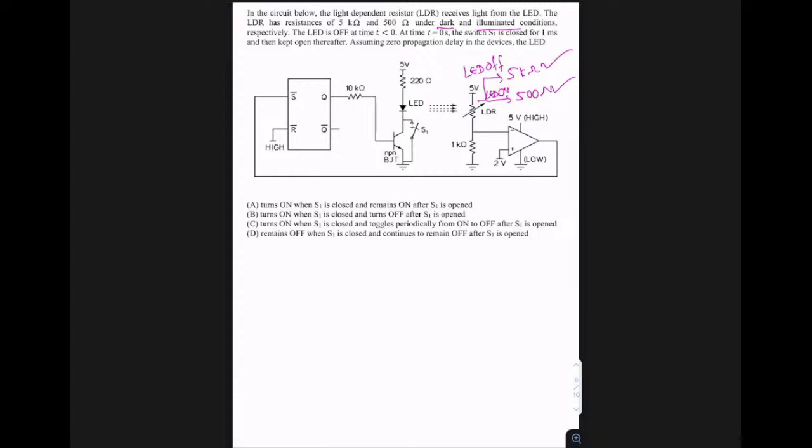So let us see. If the LED is on, the resistance is 500 ohm, right? If I say this voltage is Vx, then what is Vx? By the voltage division rule, Vx is 1000 divided by 500 plus 1000, into 5 volts.